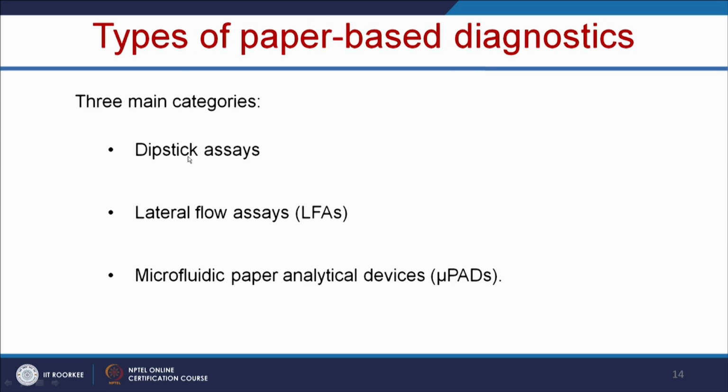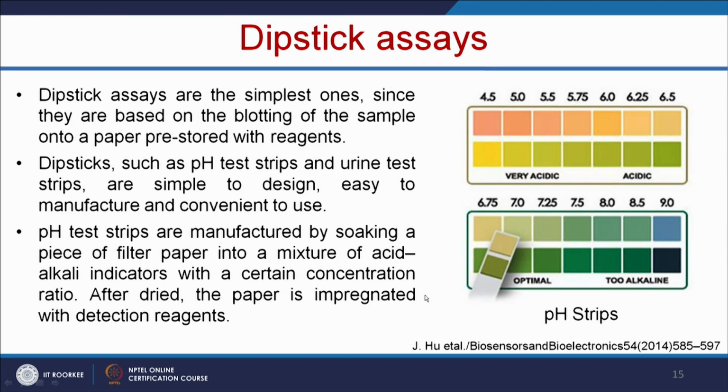So, there are three types of paper based diagnostics: dipstick assays, lateral flow assays, and microfluidic paper analytical devices. Let us see them one by one in detail. The first one is dipstick assays. These are the simplest ones, because these are based on blotting of the sample onto a paper pre-stored with reagents. Some of the examples are pH test strips or urine test strips. These are simple to design and easy to manufacture, and very convenient to use.